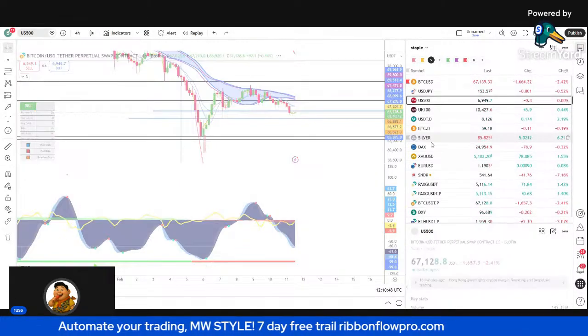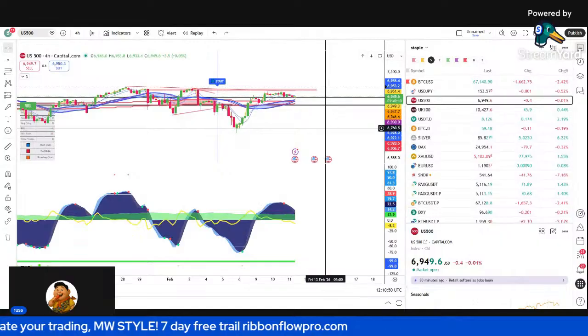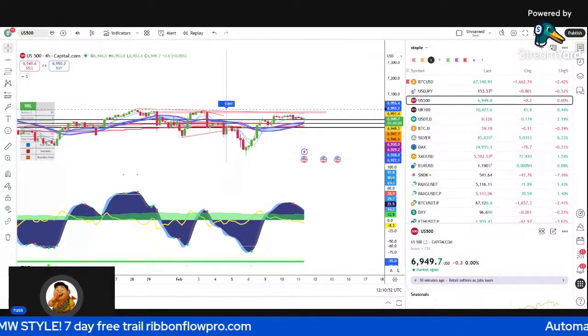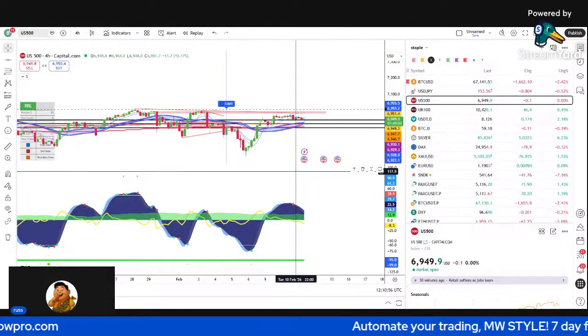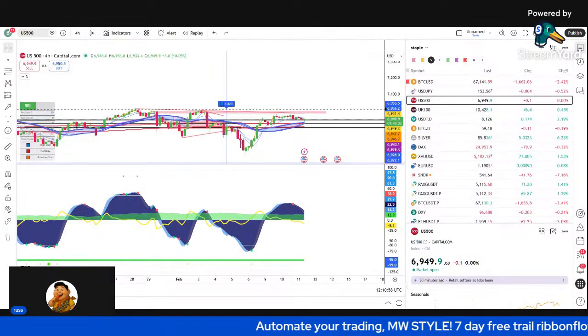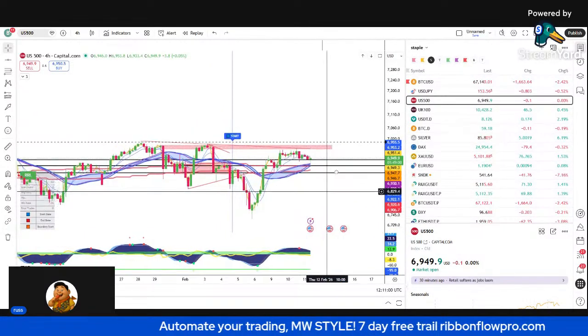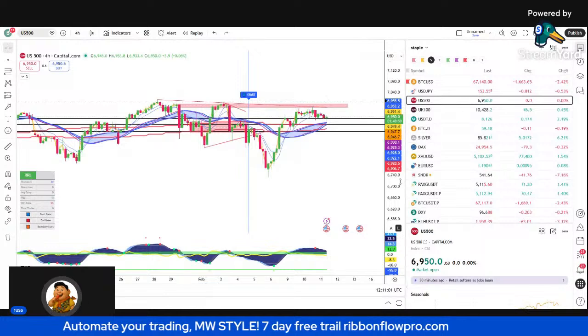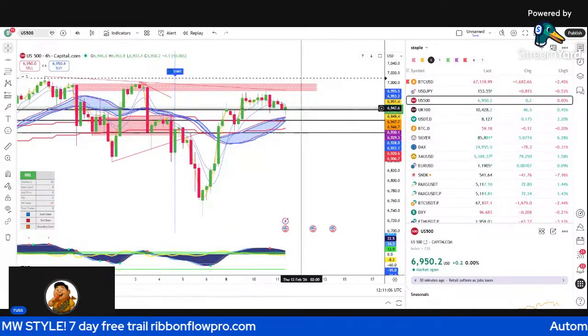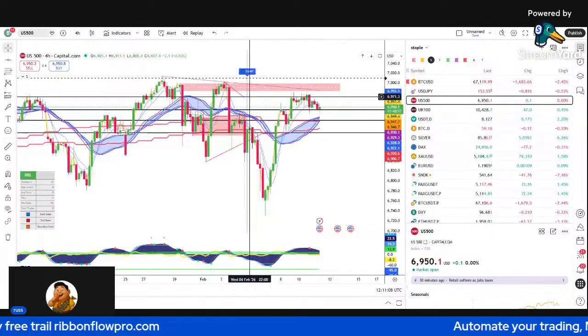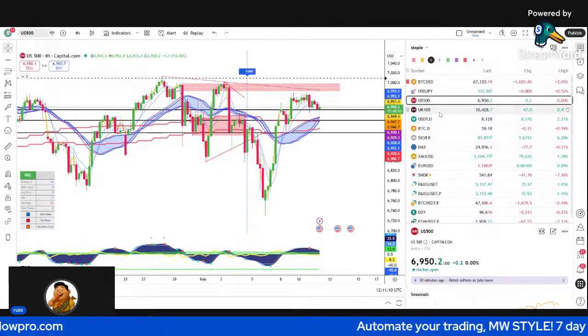Okay, right. Let's go back to US 500. So on the daily, we are coming up to the daily. We are at the 4 hour. Let me just minimize this a bit. And we've got potential bounce levels here. And yeah, we could see the bounce.